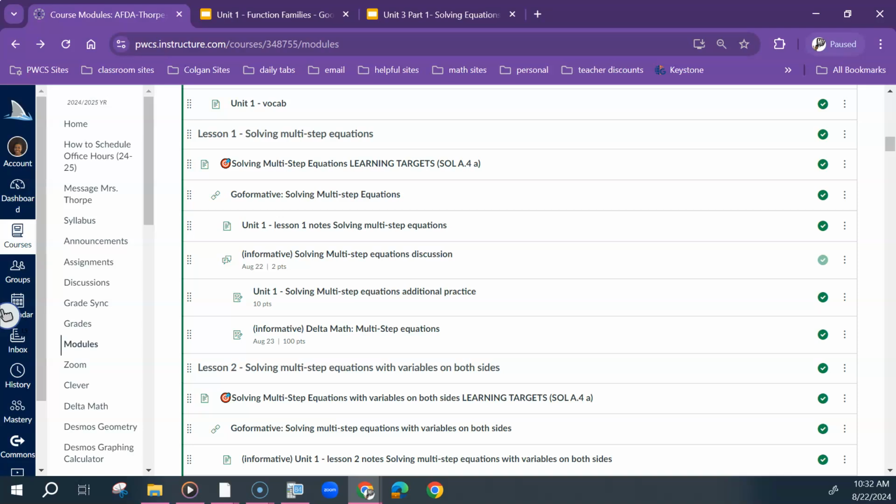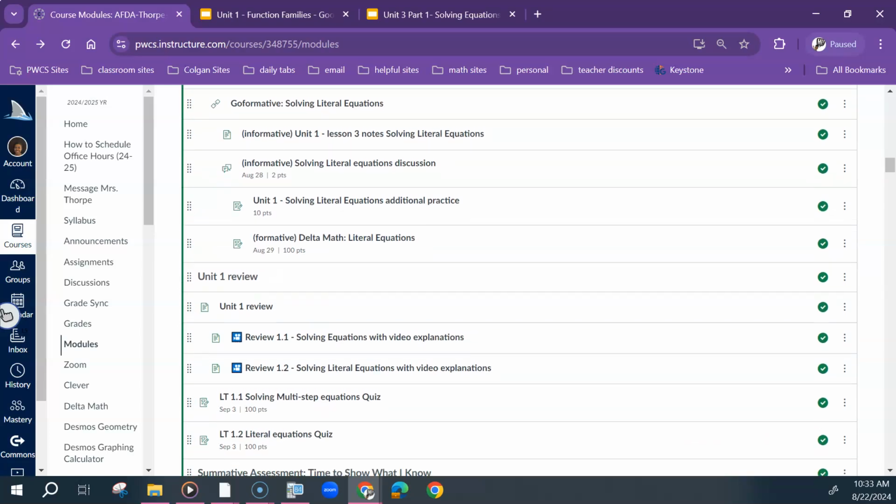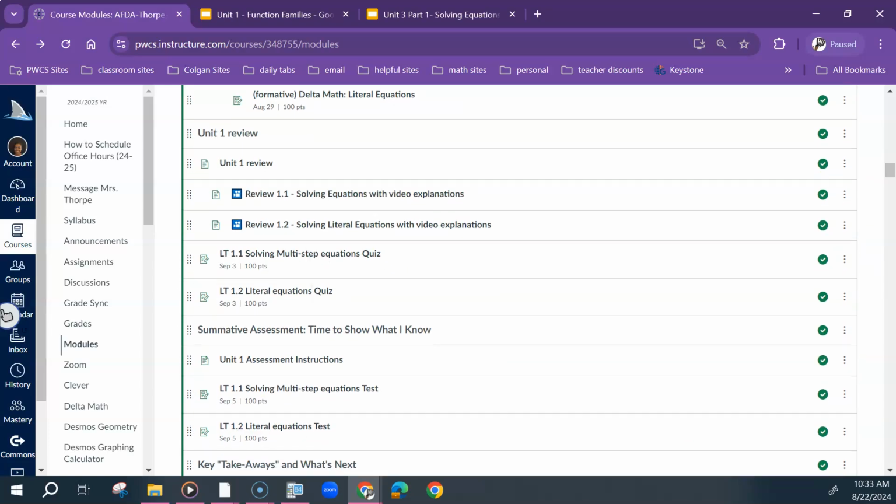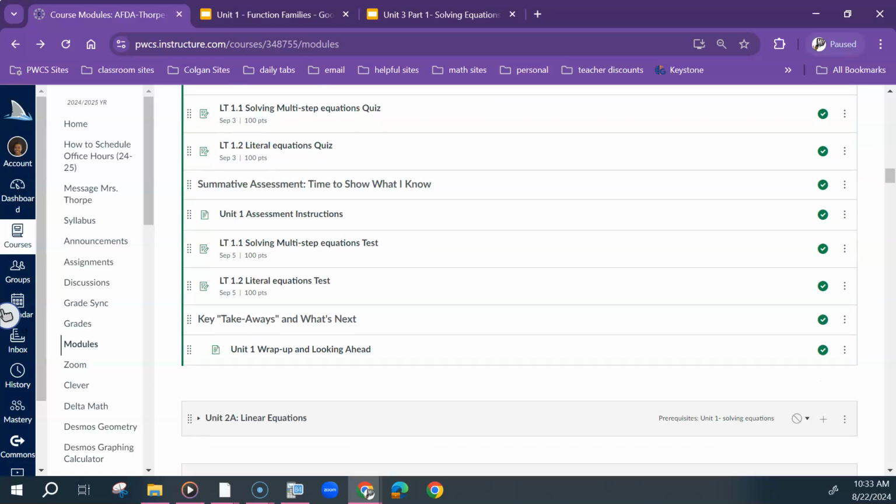The discussions for every lesson, that way you're getting a better understanding of it. The Delta Maths are not real assignments here, they're just really dates that link to Delta Math. You're going to do the assignment in Delta Math. And later it'll also show you the reviews. The quiz dates, we'll do quizzes on paper in here, as well as the test dates. We'll do that on paper in here. But the dates are there so you can see it.